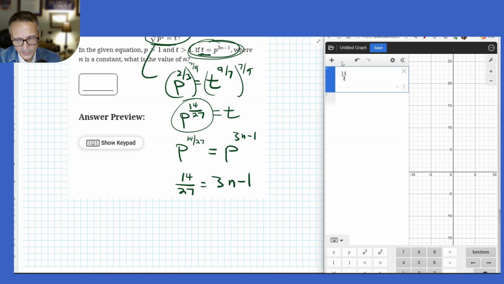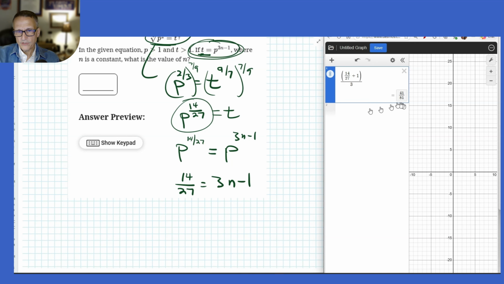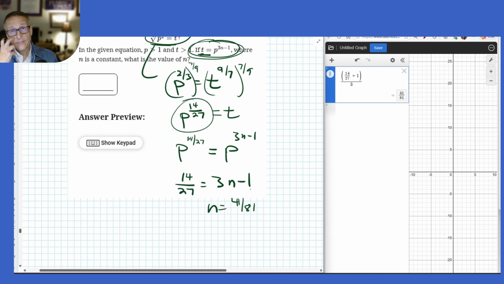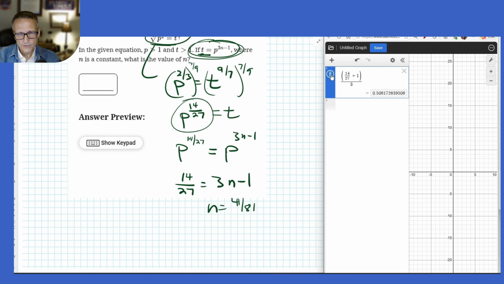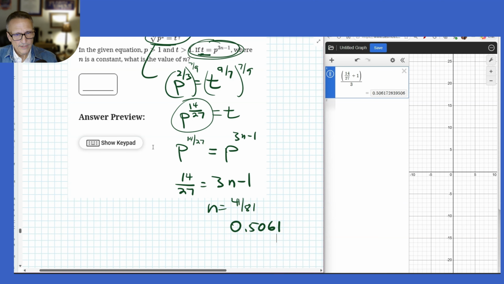I'm going to do 14/27. I will add 1, and then I'm going to divide by 3. And there's my answer. If I convert that to a fraction, n is 41/81, and that's our answer right there. If you converted that to a decimal, that's fine too. You could have answered 0.5061. All right, let's move on.